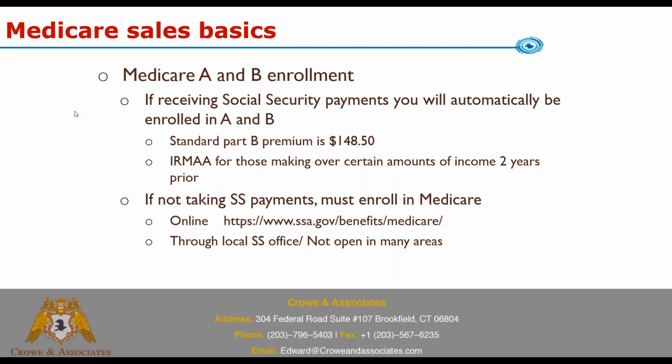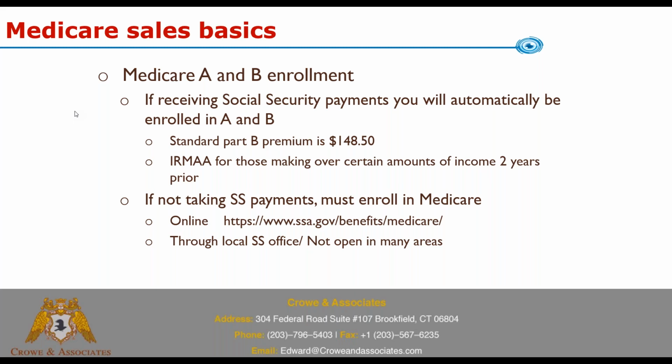So what if you get somebody who turns 65 and they're not taking Social Security payments yet? Well, they're not going to be automatically enrolled in Medicare. So you have to have them enroll online. In the past, we'd say have them enroll through the local Social Security office, but a lot of those aren't open. Depends on the state you're in, but a lot of Social Security offices are not operating right now, so it's really pushed heavily now to the online, and quite frankly, the online's pretty easy. So that's the way to go.